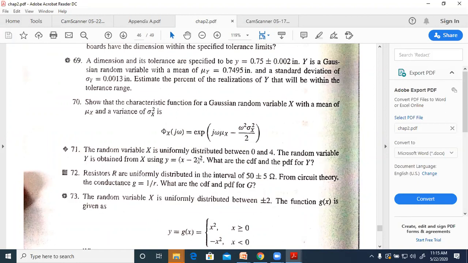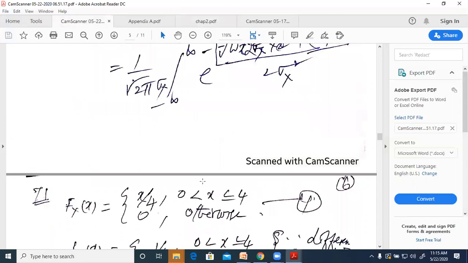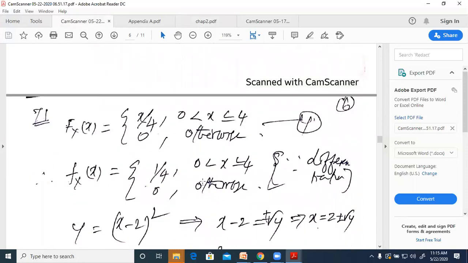x minus 2 is equal to plus or minus root of y, and x is equal to 2 plus or minus root of y. So one value will be 2 minus root of y, another value will be 2 plus root of y, and that is what we have considered over here. So for x, the range is given as 0 to 4.